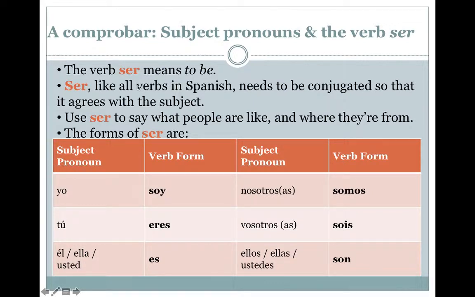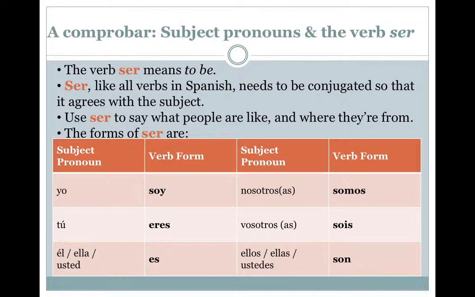So when we take ser, to be, I don't say I to be, you to be, he to be. I say I am, yo soy. You are, tú eres. He or she is, él, ella, usted es. We are, nosotros somos. You all, plural, are, vosotros sois. And they are, or you all are, ellos, ellas, ustedes son. So it's not like English where there's just is and are. You have to take ser, to be, and it becomes soy, eres, es, somos, sois, or son, depending on who you're talking about. So if I wanted to say I am tall, yo soy alto.